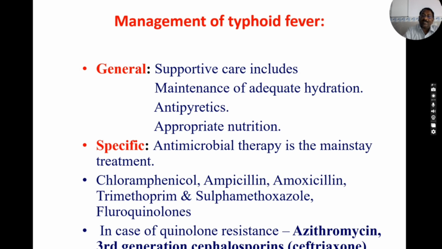In case of the quinolone resistance, you can go for the azithromycin or the third generation cephalosporins. And even today, if azithromycin is resistant, even the ceftriaxone is also resistant, then you can go for the carbapenems, imipenem or meropenem. So these are the chain of the drugs which are useful in enteric fever.